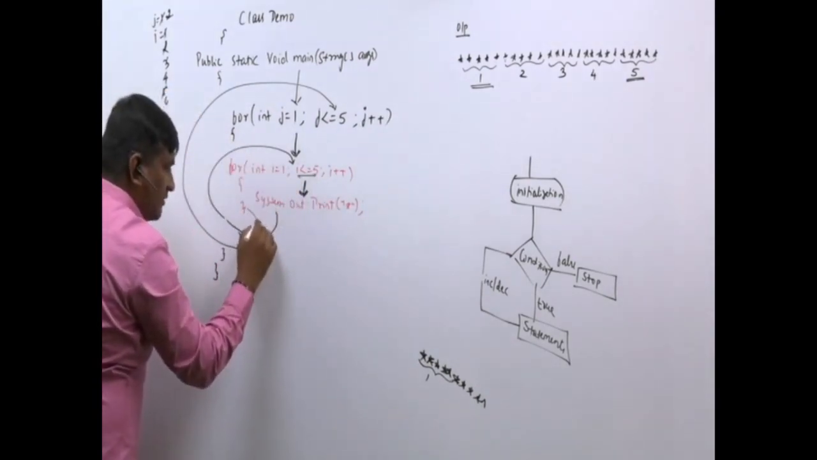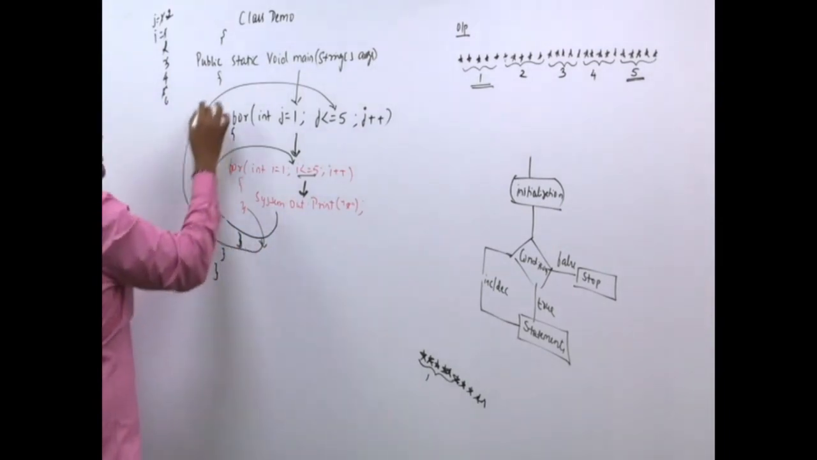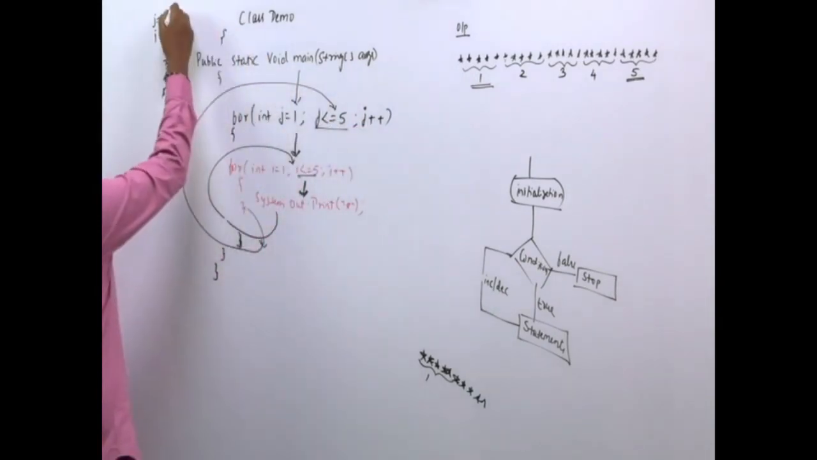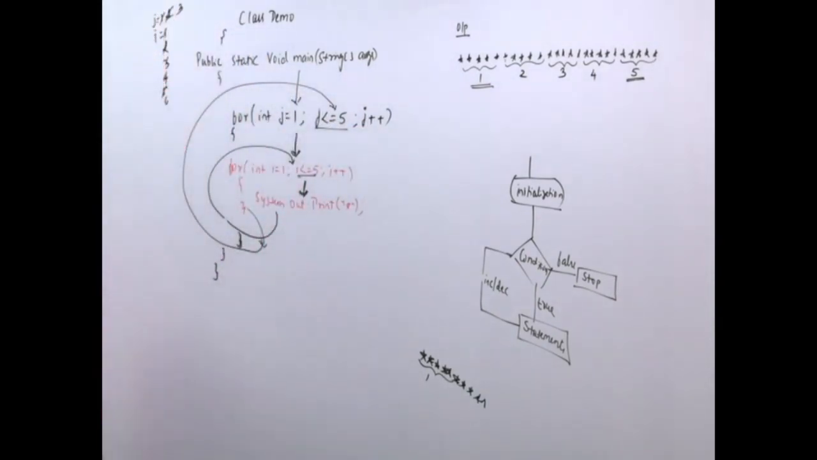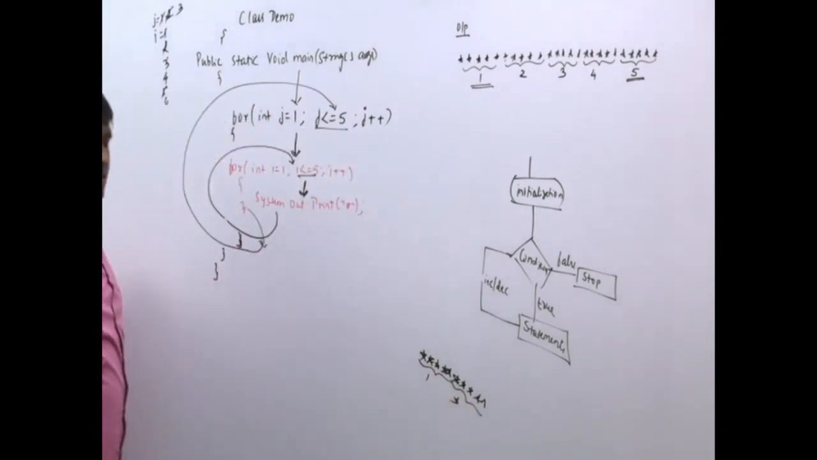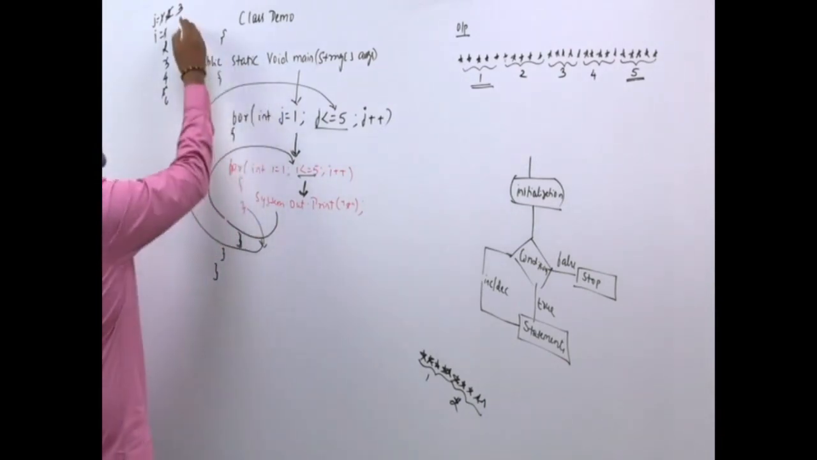From here, the control will come outside. This is the last line of the outer for loop. From here, the control will go back and check the condition of this. But before checking the condition, J gets incremented. J will get incremented to what? 3. See here, the second time 5 stars are printed. Now it is the third time, like this.